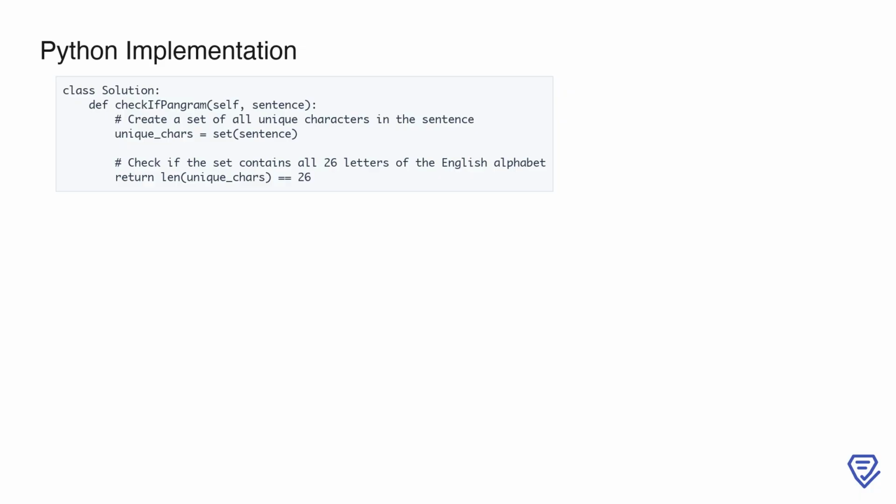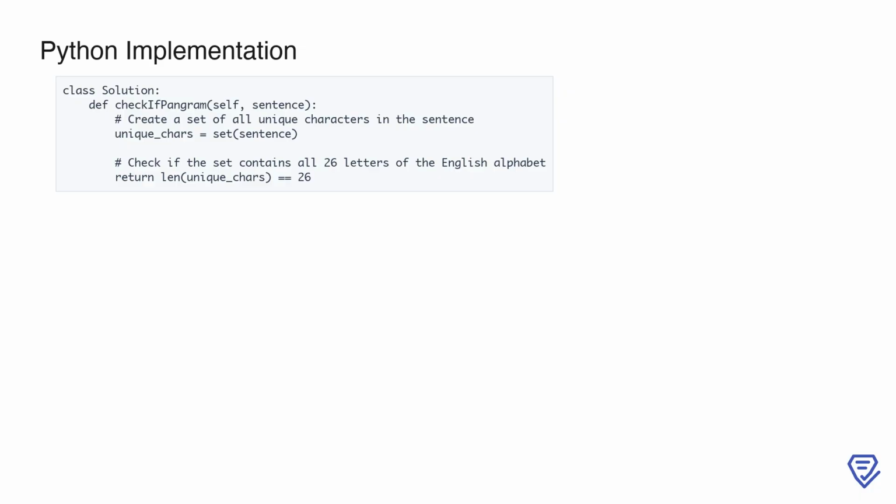To determine if the sentence is a pangram, we use a set to collect all unique characters in the string. A set is ideal here because it automatically handles duplicates and keeps only unique elements. The line unique_chars = set(sentence) creates this set. Next, we check whether the number of unique characters in the set is exactly 26, which corresponds to all the letters in the English alphabet. This is done with the simple condition len(unique_chars) == 26. If the condition is true, the function returns true, indicating that the sentence is a pangram.